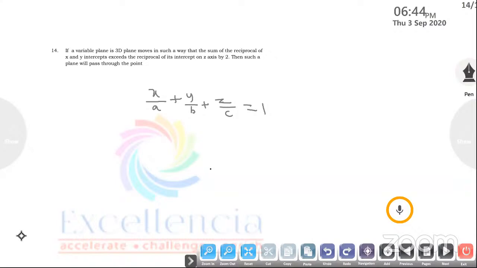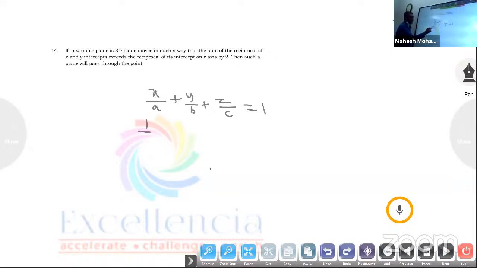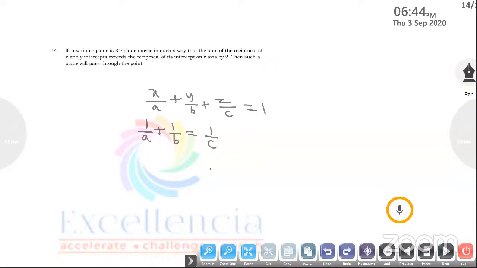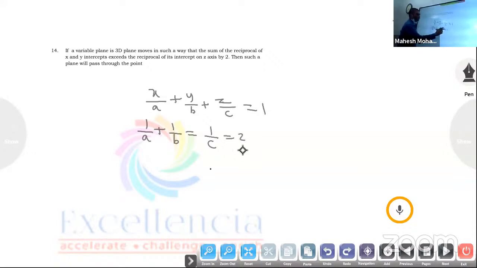Now read the sum of the reciprocals. Here a is the x-intercept, b is the y-intercept, c is the z-intercept. Now we are saying the sum of the reciprocals of the x and y-intercepts, means 1 by a plus 1 by b, is equal to, exceeding the z-intercept by 2, means 1 by c plus 2.